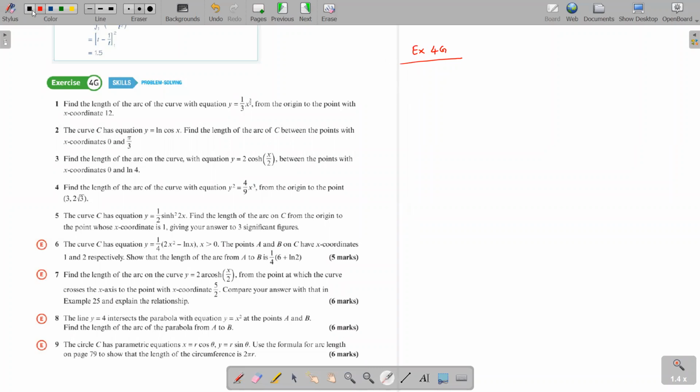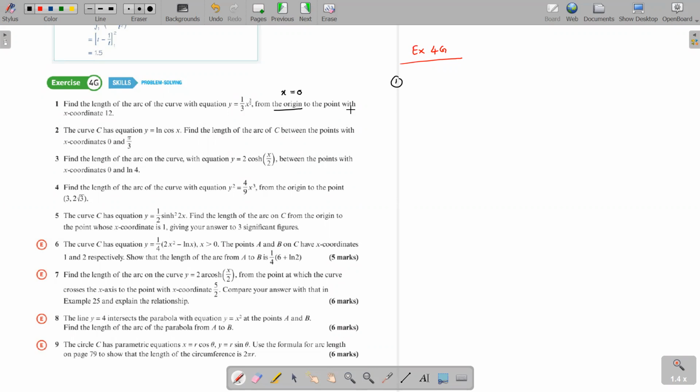Exercise 4G, question number 1. Find the length of the arc of the curve with equation y equals 1 over 3 x to the power 3 over 2 from the origin to the point with the x coordinate x equals 12. So from the origin means, what do you understand? Origin means your x coordinate is 0, and then you can see your ending point is x equals 12.